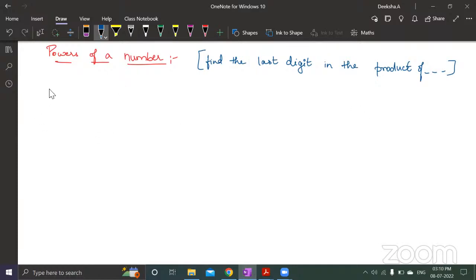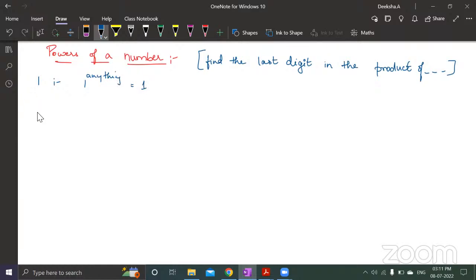So I'll take number 1. 1 square is 1, 1 cube is 1, right? 1 power 4 is 1. So 1 power any number is 1, isn't it? 1 power anything is 1 only. So 1 power n is 1.